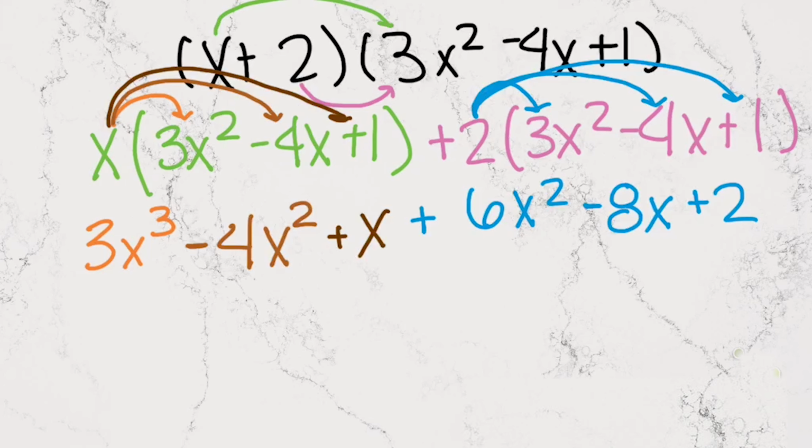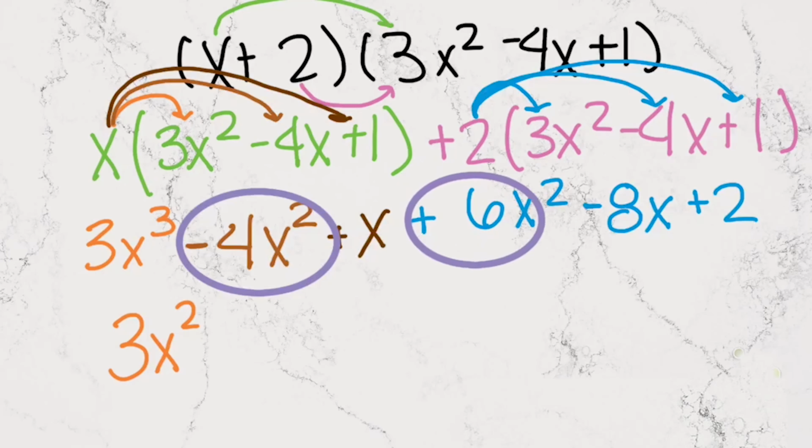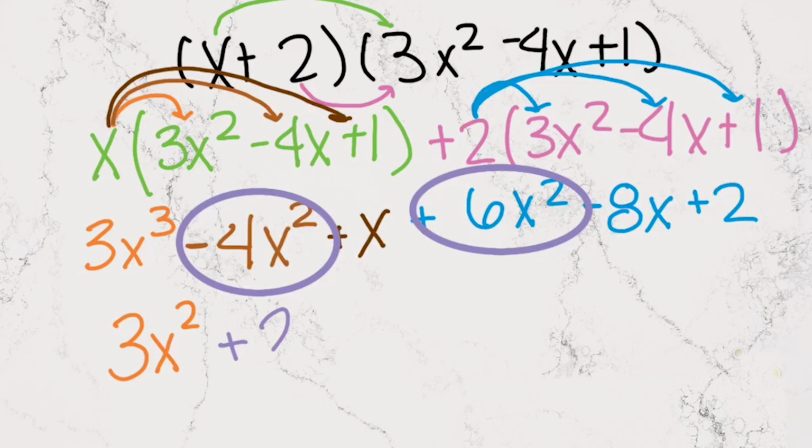And now it's just time to combine those like terms. So I don't have any other x cubed term, so that one will remain the same. But I have a negative 4x squared and a 6x squared. So negative 4 plus 6x squared is positive 2x squared.